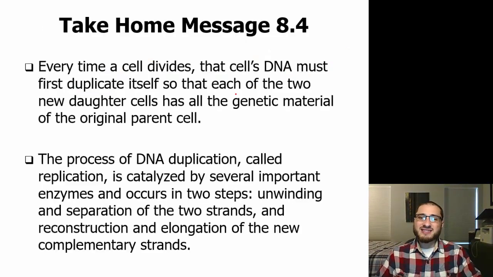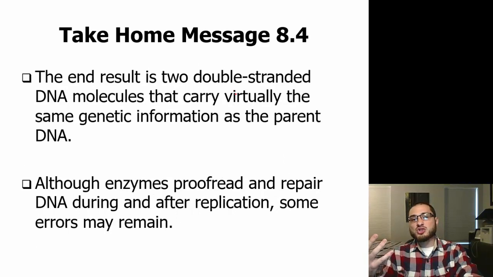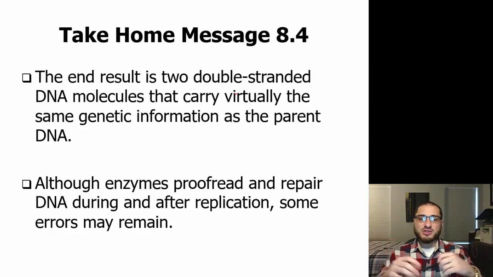So every time a cell divides, that cell's DNA must first replicate itself so that each new daughter cell is going to have that. And the way that this occurs is that DNA duplication, or DNA replication, takes place because of enzymes such as DNA helicase and DNA polymerase, which are the enzymes catalyzing the reaction of splitting up the DNA and adding new nitrogenous bases, or new nucleotides, to the pre-existing template strand. So the end result is two double-stranded DNA, two full DNA molecules that are identical to each other.